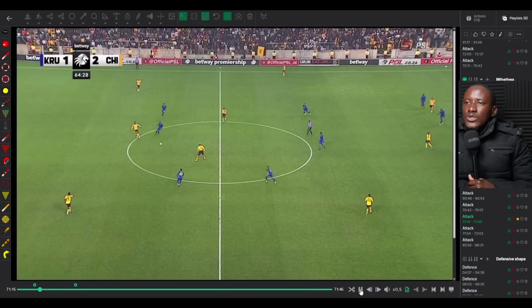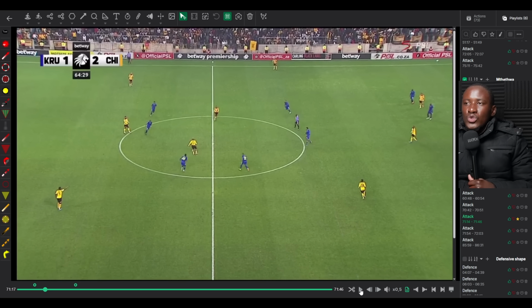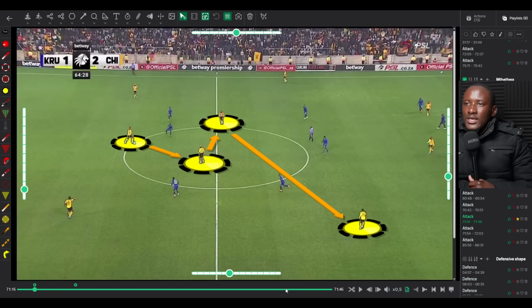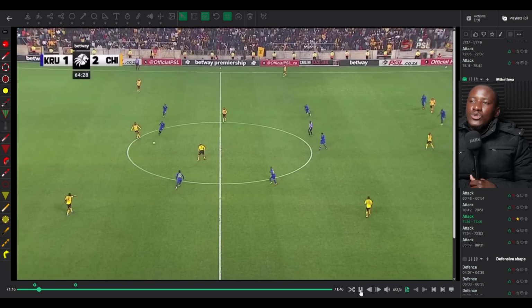The ball is played to Mthethwa. Look, there are two people, not just two. You see how many people have been attracted to Mthethwa? Let me show you again so that you understand what I'm talking about. Mthethwa is right there in the middle. That pass goes to him. Miguel is very much aware that Mthethwa is marked, but it's done on purpose. The pass goes to Mthethwa.